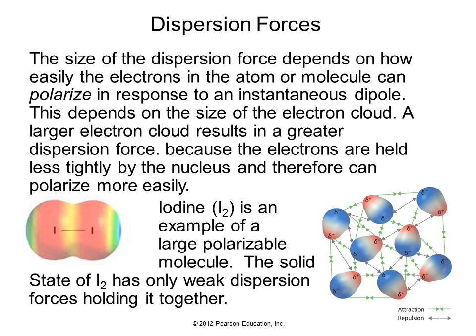A larger electron cloud results in a dispersion force that's a little stronger because the electrons are held less tightly and can be polarized. Iodine is an example of a pretty large molecule which is highly polarizable. The solid state of iodine has only weak dispersion forces holding it together. They're looking like that.